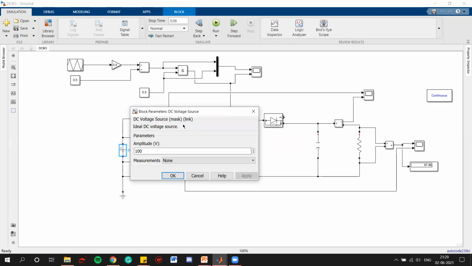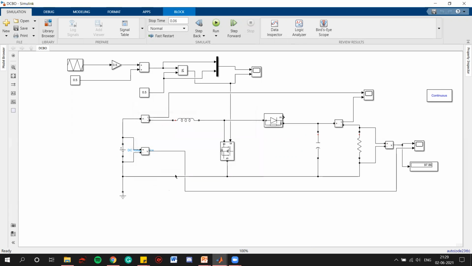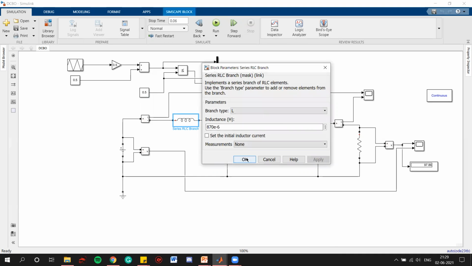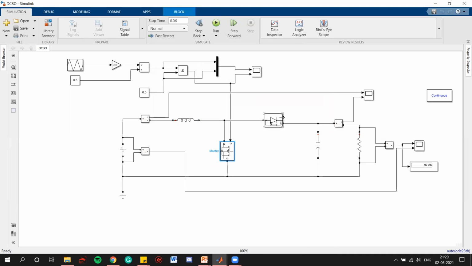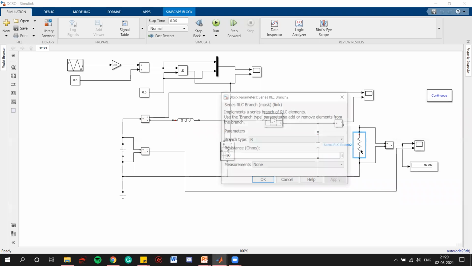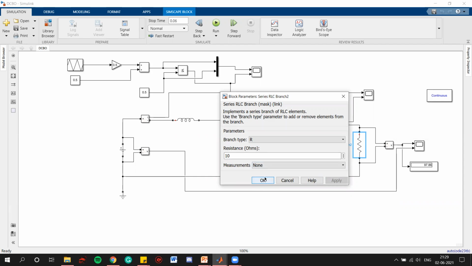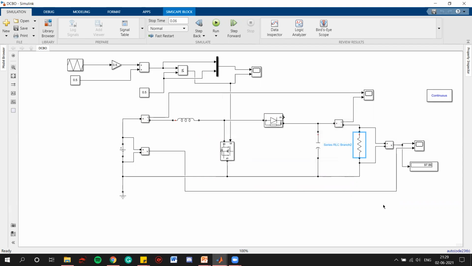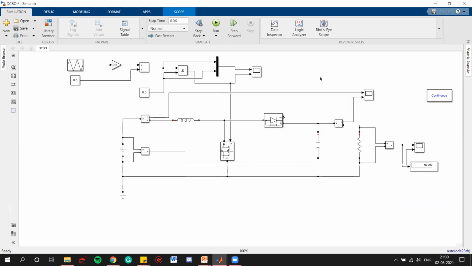This is a DC voltage source of 100 volts. We have an inductor of 870 microhenry. We have a MOSFET. We have a diode. We have a capacitor for smoothing our outputs. It is 2034 microfarad. We have a resistance of 10 ohm. It actually doesn't matter what value you take here, because the main thing is the voltage, and voltage will not depend on the value of this resistor, right? So let's start. It is 0.06 seconds, which is the normal 3 power frequency cycles.